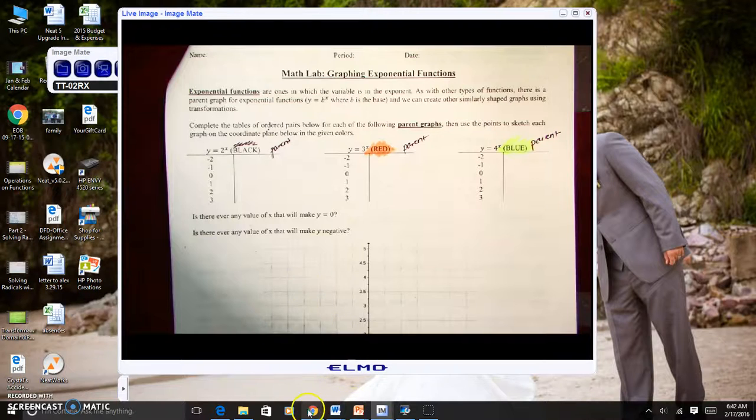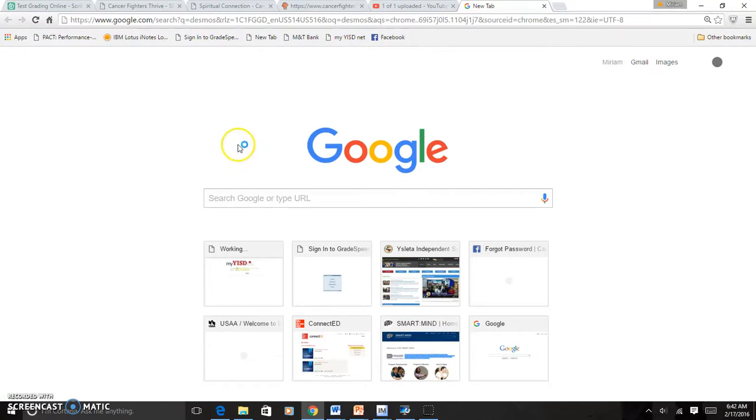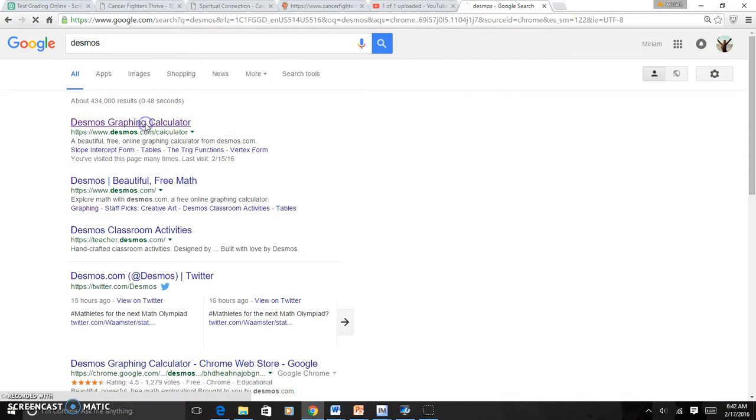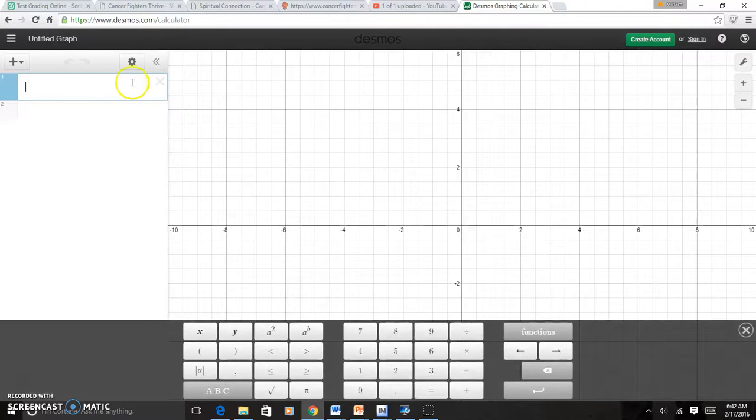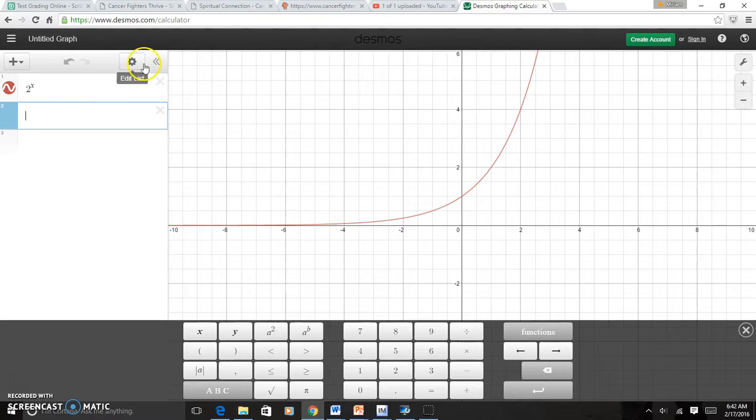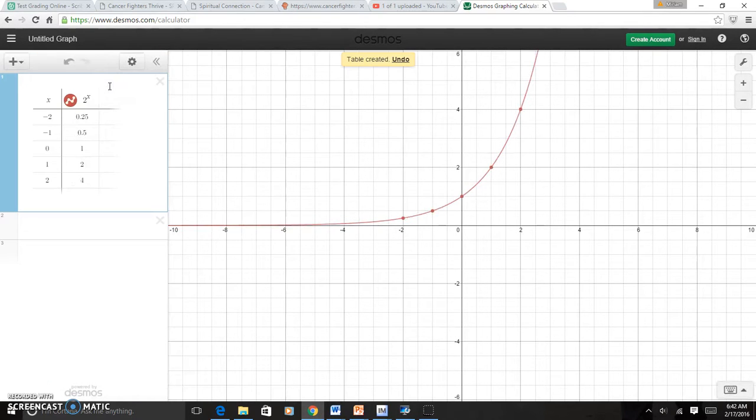So you're going to go to your calculator. I'm going to look up Desmos since I don't have my calculator with me. You can use your phone or the calculator at school. And I'm going to graph 2 to the x. When I look at my table, 2 to the x, when x is equal to -2, y is equal to 0.25. When x is equal to -1, y is equal to 0.5, and so on.